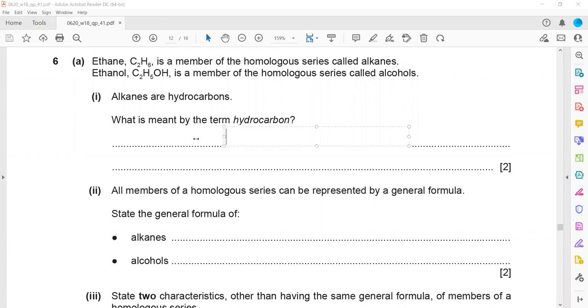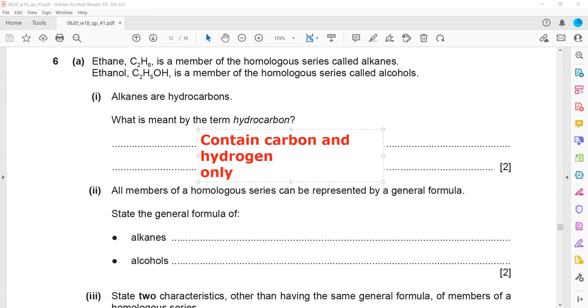It's always a 2-mark question. So 1 mark is for mentioning contain carbon and hydrogen. That is 1 mark. And the second mark is for just writing the term only. So a compound which contains carbon and hydrogen, and the second mark is for only, we call them hydrocarbons.